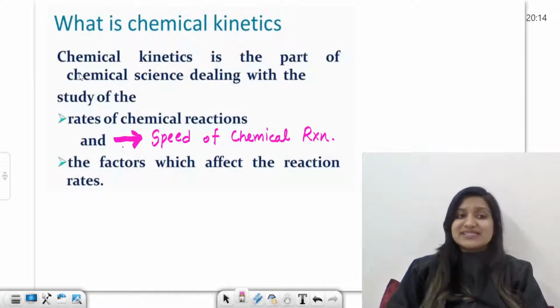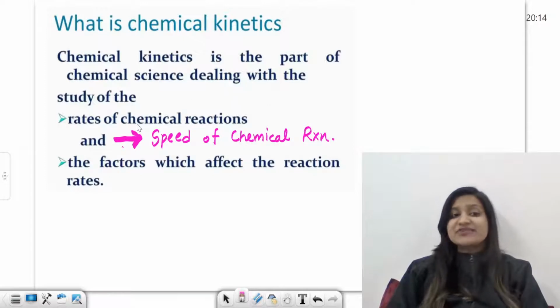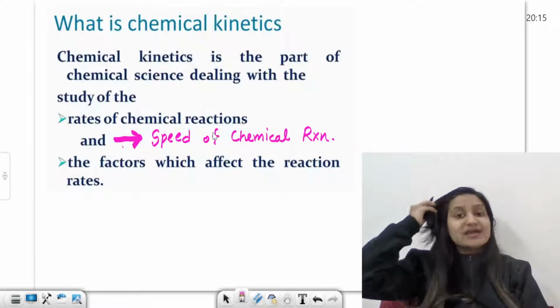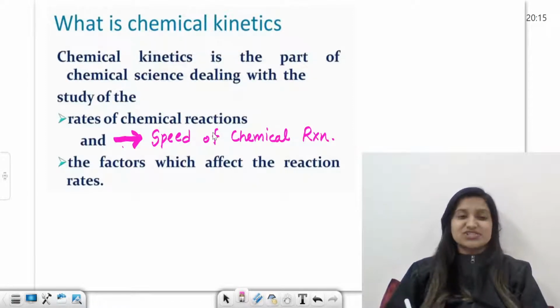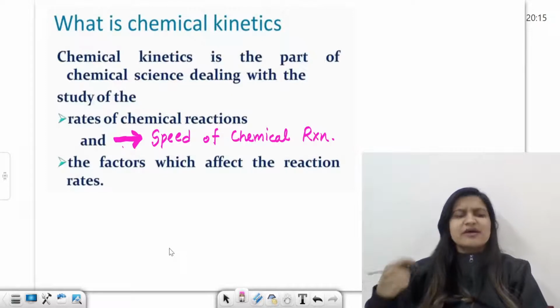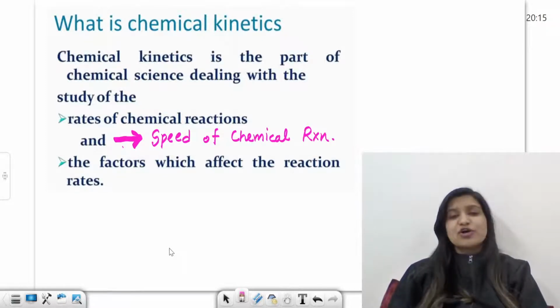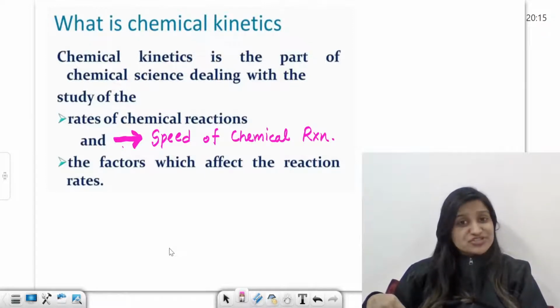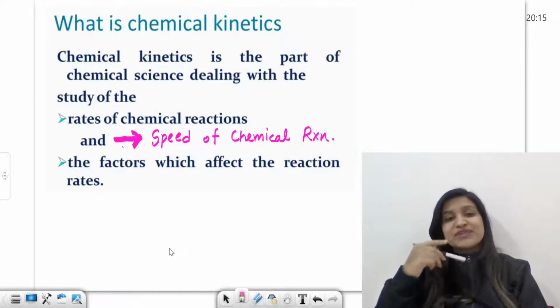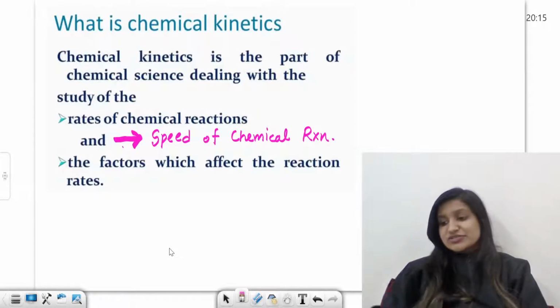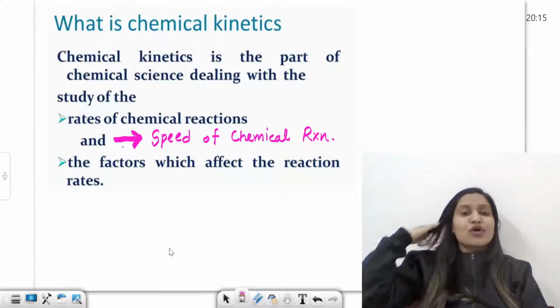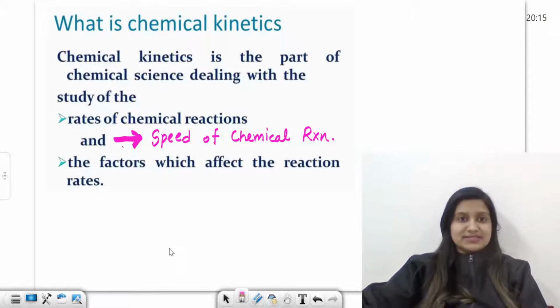Simply, we can say that chemical kinetics is the part of chemical science dealing with the study of rates of chemical reactions, number one, and the factors which affect the reaction rates. And what are the different factors? Whether it's the temperature, pH, dielectric constant, the concentration of reactants, the nature of the reactants, or the physical state of reactants. So there are different factors on which the rate of reaction depends, right?